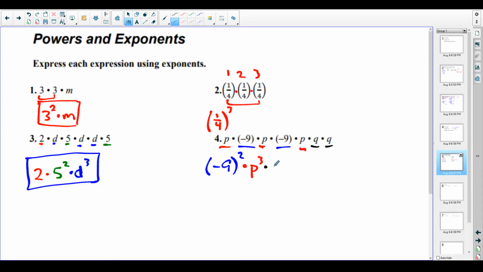So how many Q's are there? There are 2 Q's. So that's Q to the 2nd power. And there's the whole first part of the lesson there. It's not supposed to be complicated. It's just practice so we can do bigger, better things later. Okay?